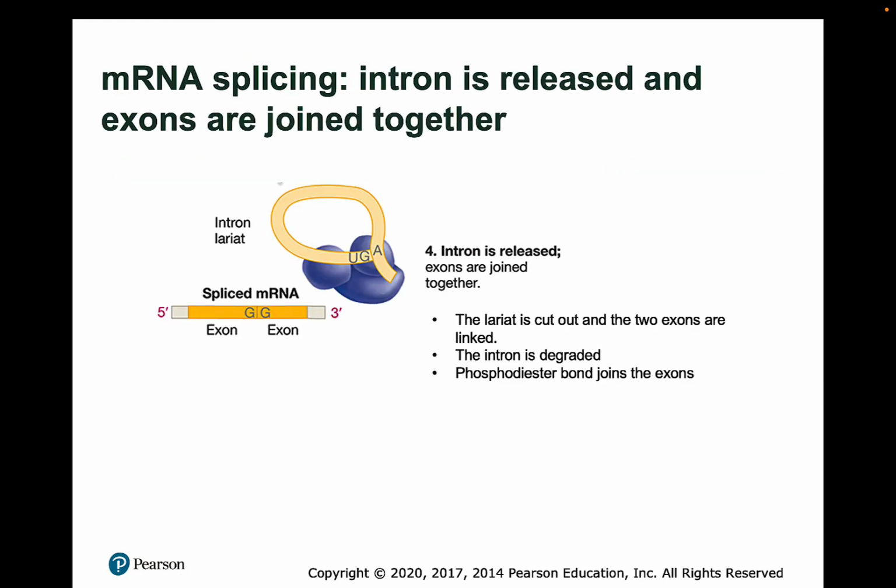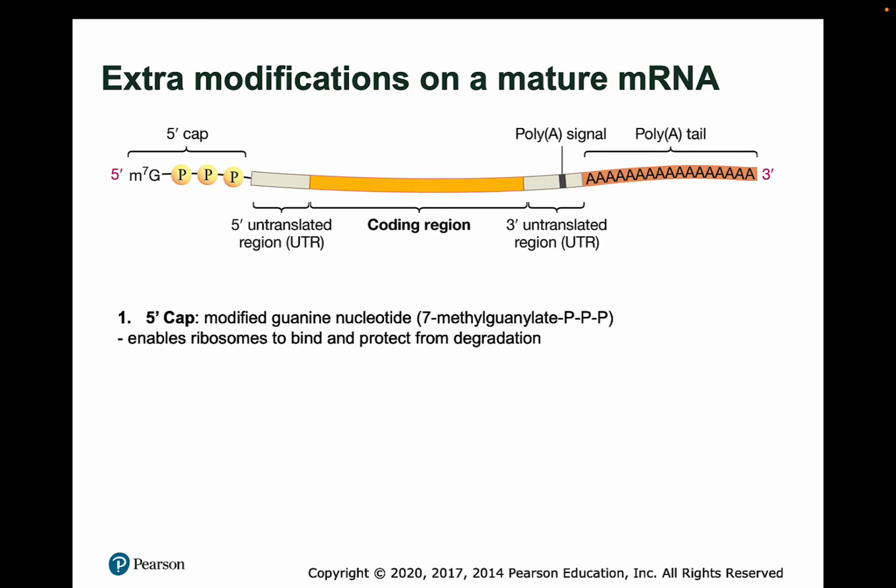So that's how splicing works, and we're going to talk about a little bit more about this in the next video. So the final parts of getting to a mature mRNA is the addition of this 5' cap. So there is a modified guanine nucleotide that's added to the 5' region of the mRNA. And this enables ribosomes, once in the cytoplasm, to bind to the mRNA. And it also protects the mRNA from nucleases that could degrade it. And so this is important to make sure that the mRNA is stable.